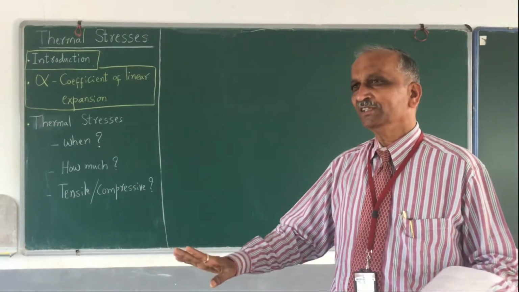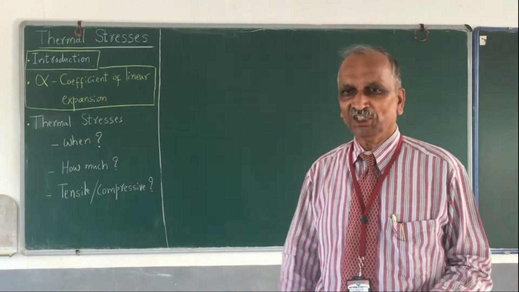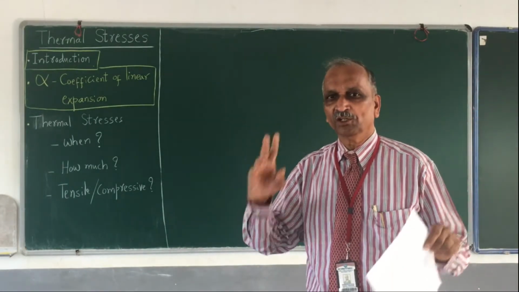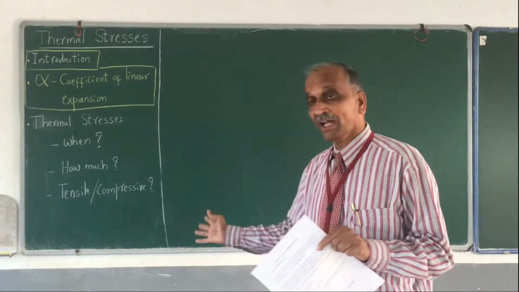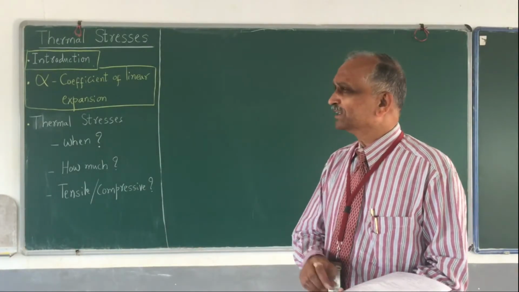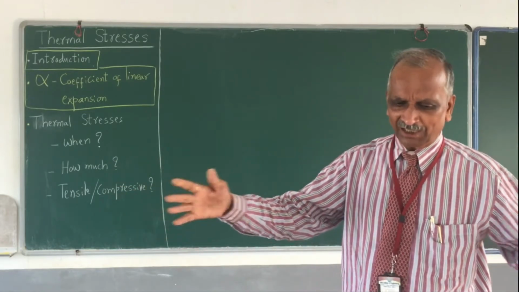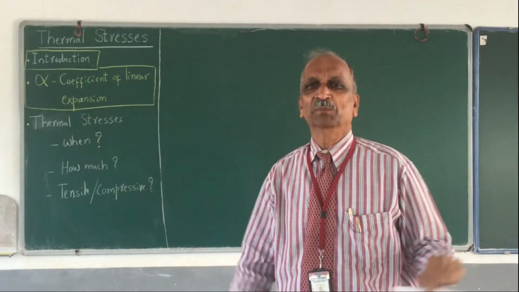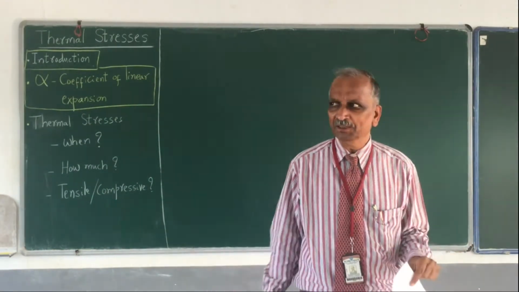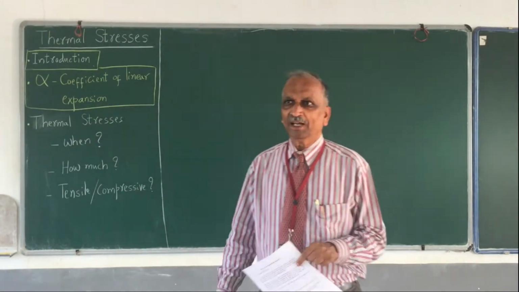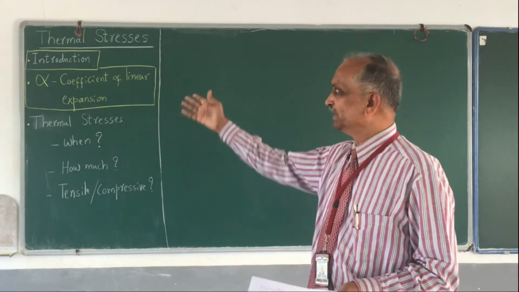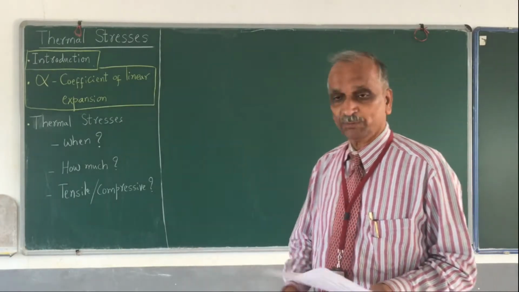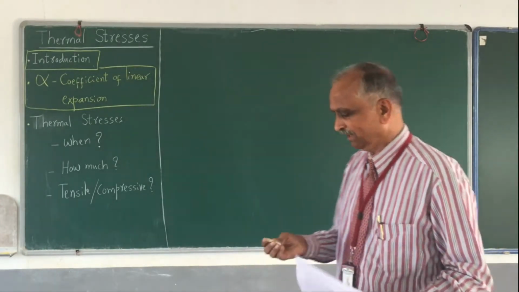Please remember, here we are not discussing heat transfer. We are dealing with a solid body only, and a solid body here doesn't mean a plate. I have a bar, a wire-like member. Alpha is a material property called the coefficient of linear expansion. Let me explain it a bit.